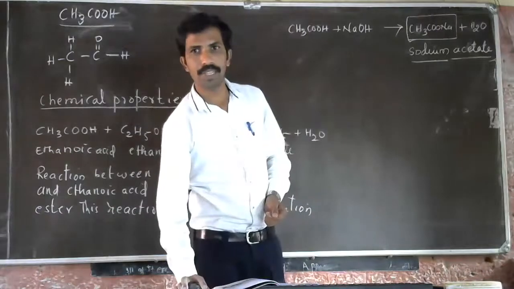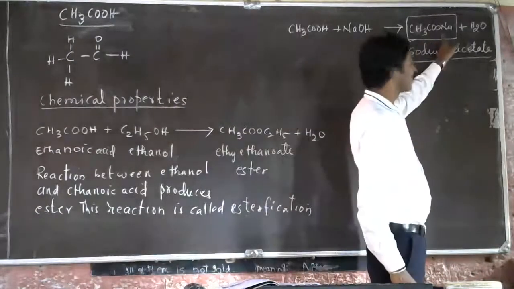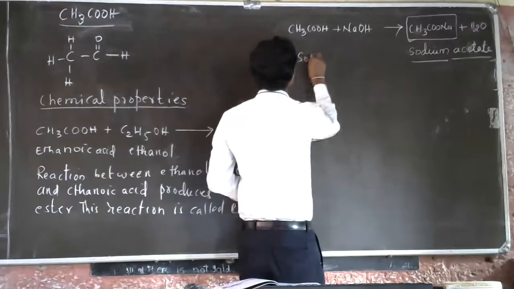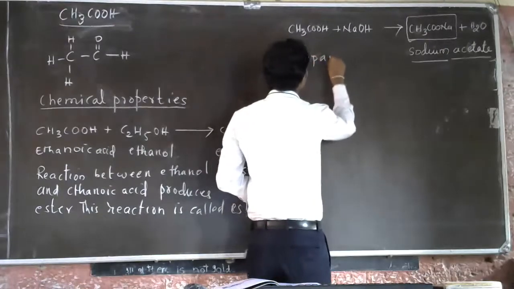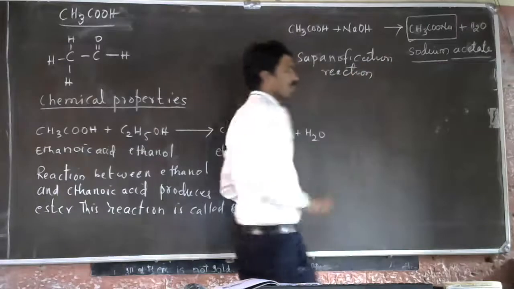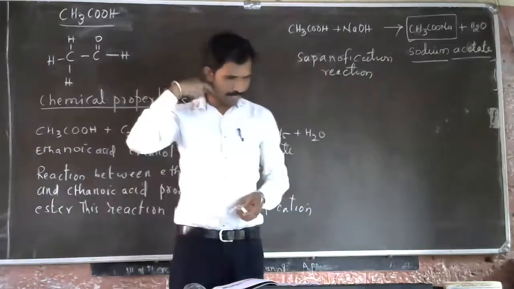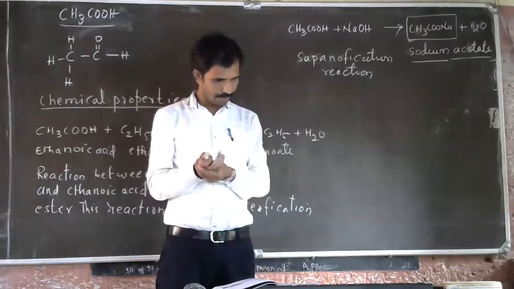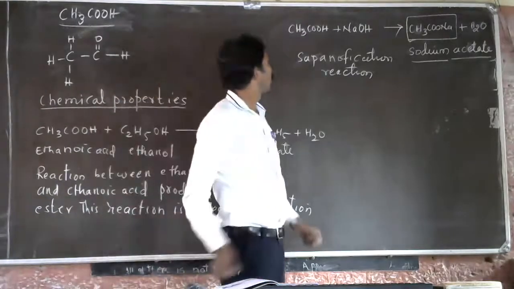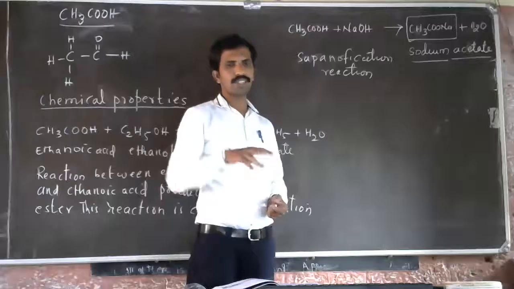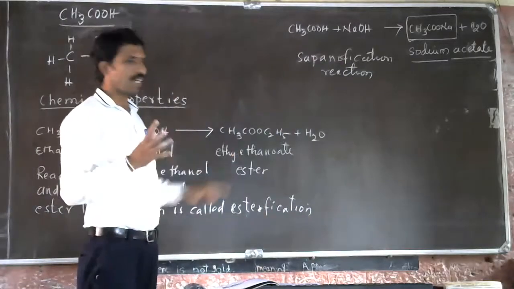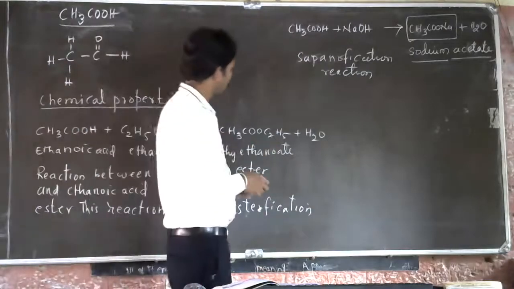So you see here, it is a hydrocarbon which reacts with the sodium. Actually, this process is known as the saponification reaction. We call it the saponification reaction also. Esters, which are produced, can also be used to produce soap actually.